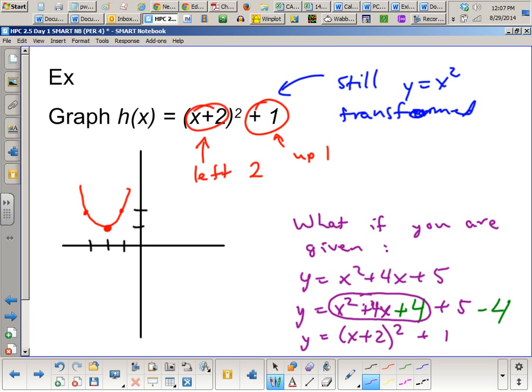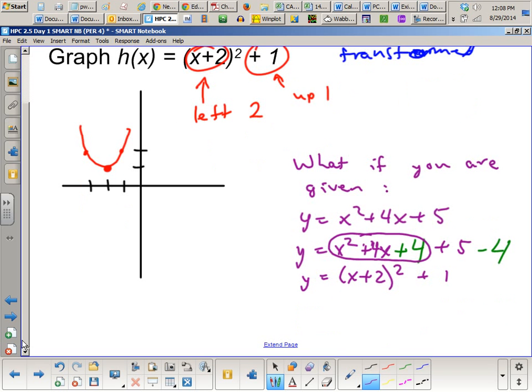So this was the exact same problem in disguise. It is that problem. I just had it foiled out, see? And when it is foiled out, you can't use the transformations really, but if you can write it in factored form, you can see, hey, that's left 2 up 1. So you can apply it to a lot of graphs, even when they're foiled out. So this is the same problem, is what I'm saying.